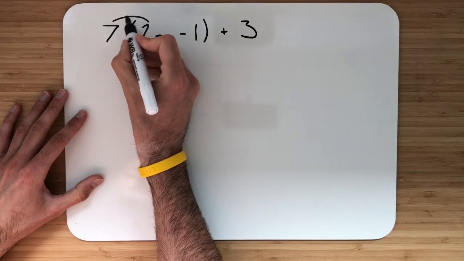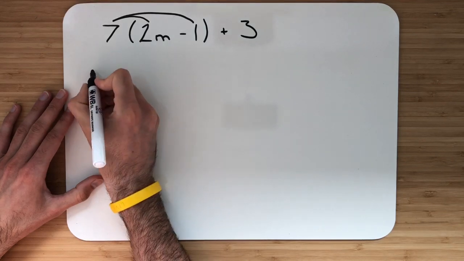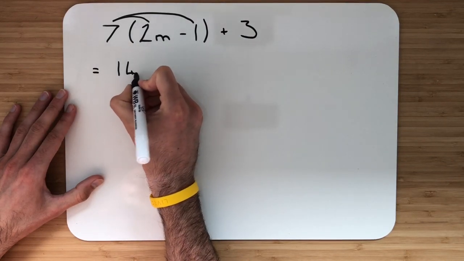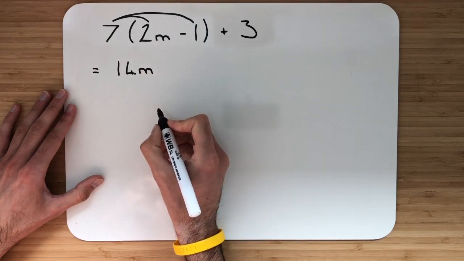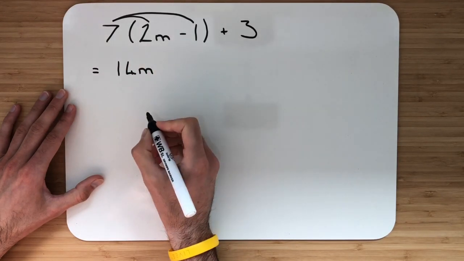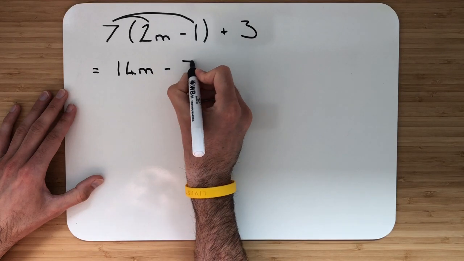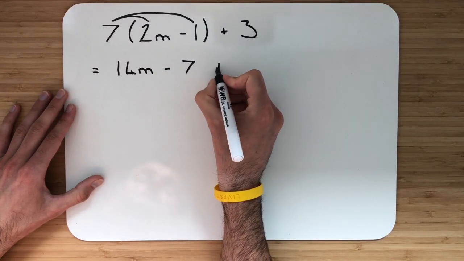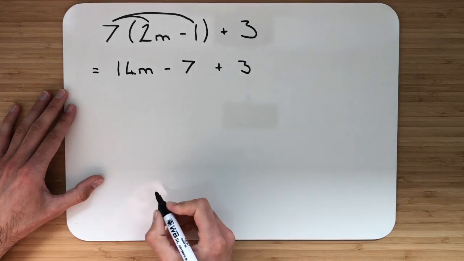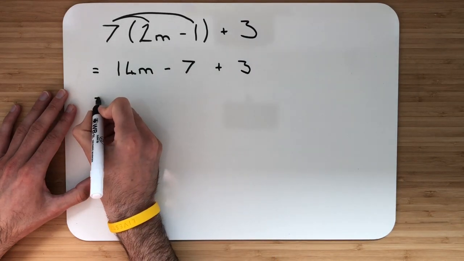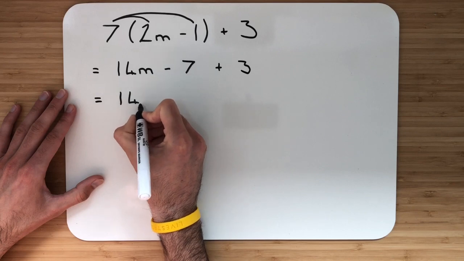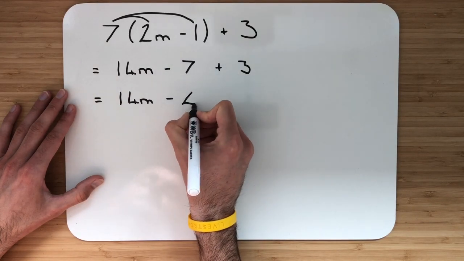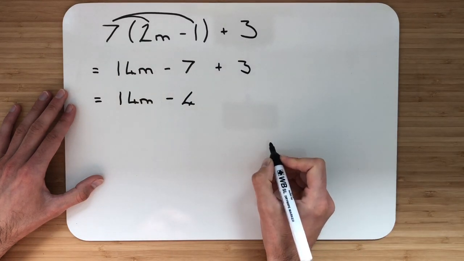So adding in our loops here. 7 multiplied by 2m gives me 14m. 7 multiplied by negative 1 gives me negative 7. 3 is not inside of the bracket, so simply carry it down, add 3. From there, tidy up. So we have our 14m, and then we have negative 7 add 3 is negative 4.